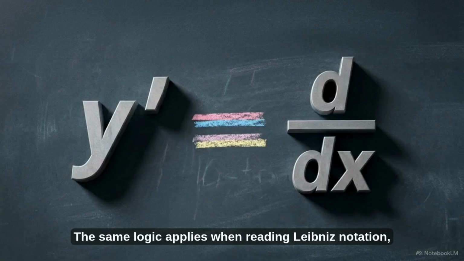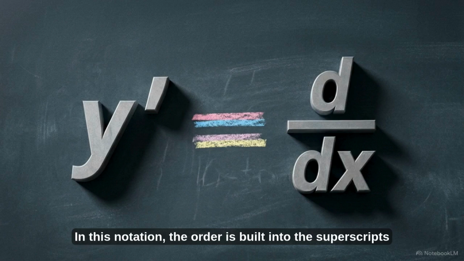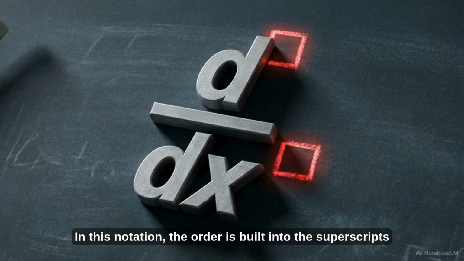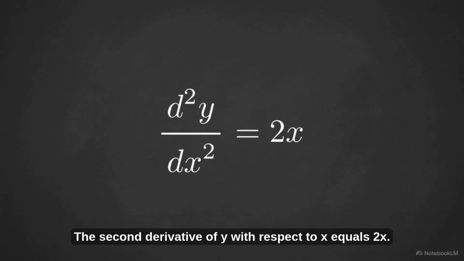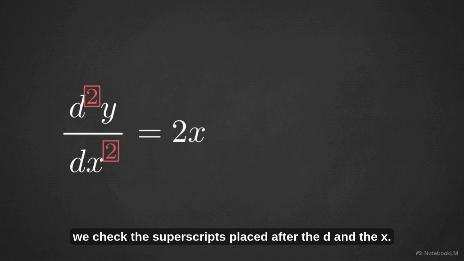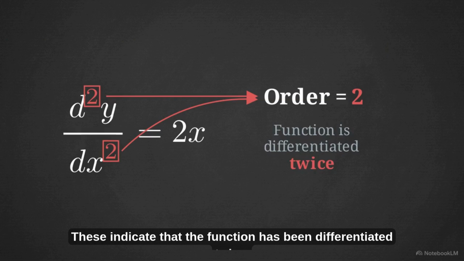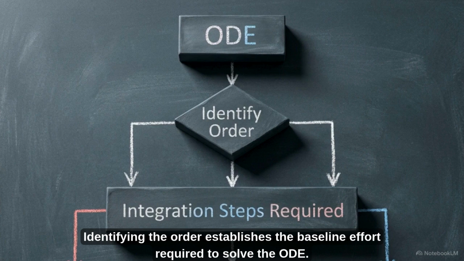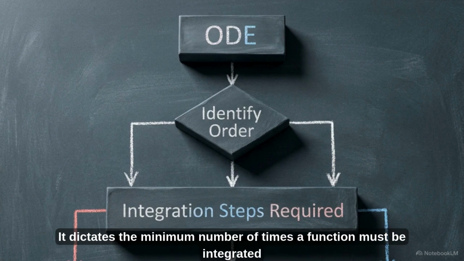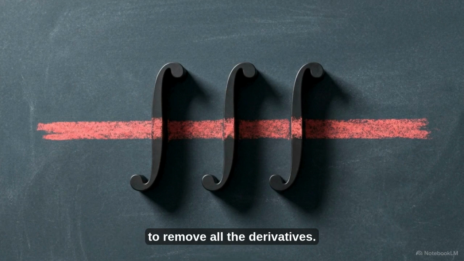The same logic applies when reading Leibniz notation, the dy over dx format. In this notation, the order is built into the superscripts of the operator itself. Take this standard equation. The second derivative of y with respect to x equals 2x. To locate the order, we check the superscripts placed after the d and the x. These indicate that the function has been differentiated twice. Identifying the order establishes the baseline effort required to solve the ODE. It dictates the minimum number of times a function must be integrated to remove all the derivatives.